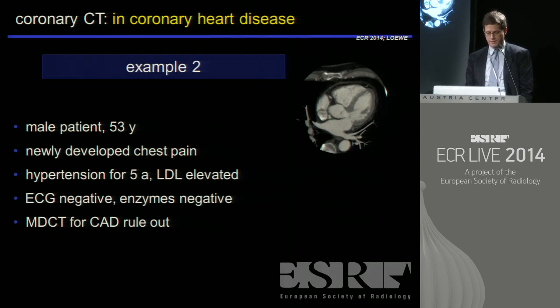Another example, very similar to the previous one: a male patient, around 50, with newly developed chest pain without any enzyme elevations, normal ECG. Again, hypertension, so it's a typical Viennese population. All the people here have hypertension and elevated LDL levels. That's due to the Viennese cuisine. So it's one more risk factor.